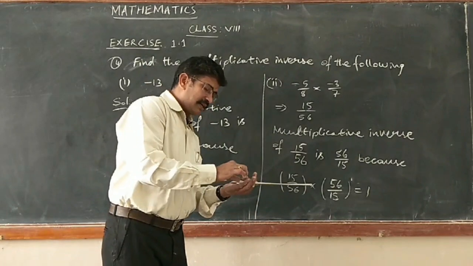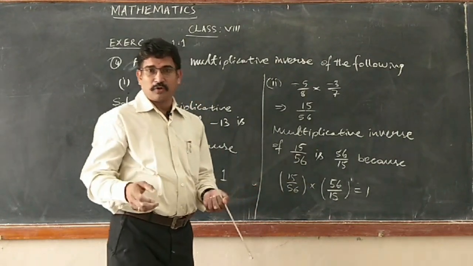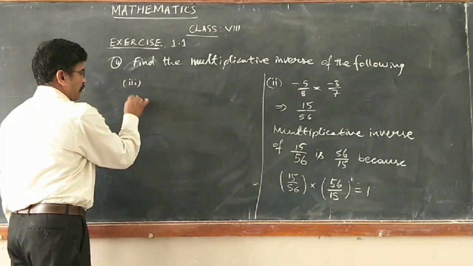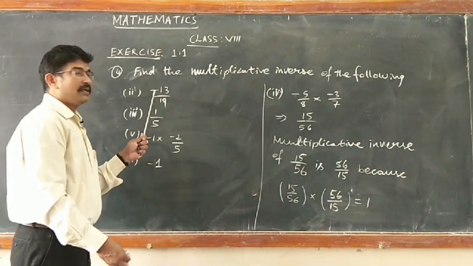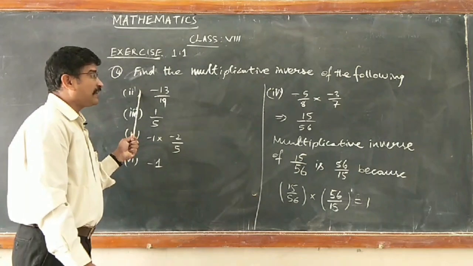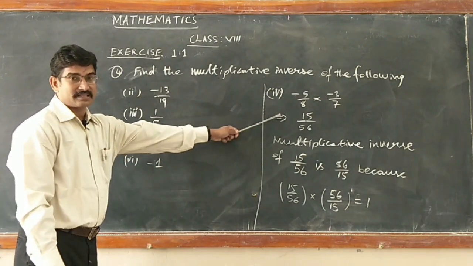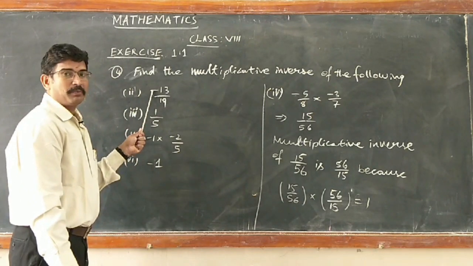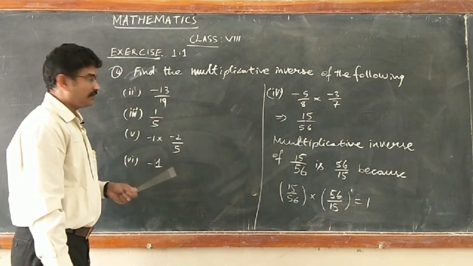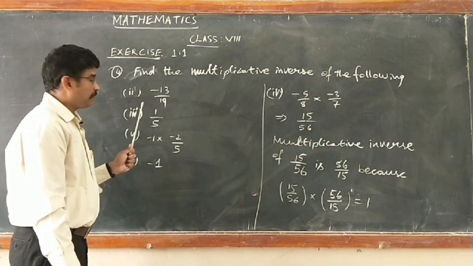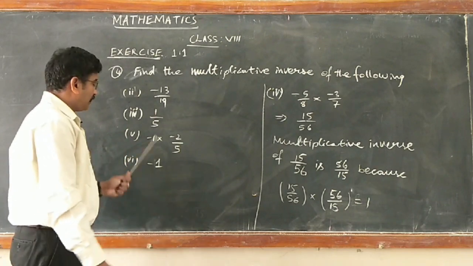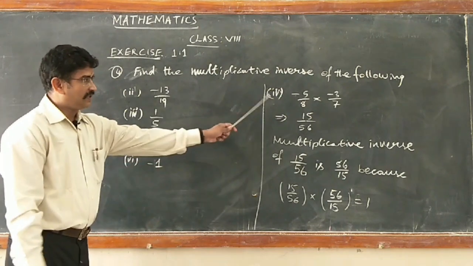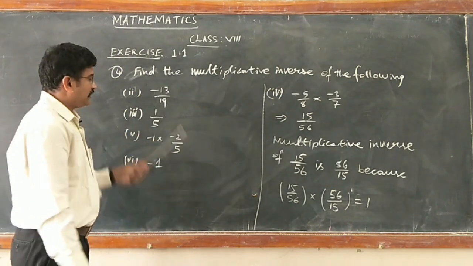Next, see children, rest of the questions, there are 3 more questions I will give you. Now here, this is the second question, whereas this is not second, this is the 4th question. Second one, find the multiplicative inverse of minus 13 by 19. Third question, the multiplicative inverse of 1 by 5. The multiplicative inverse of the 5th one is minus 1 into minus 2 by 5. For that reason I solved it already here, easy to find.